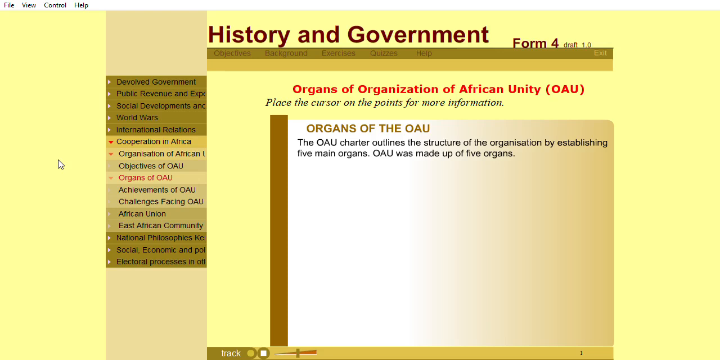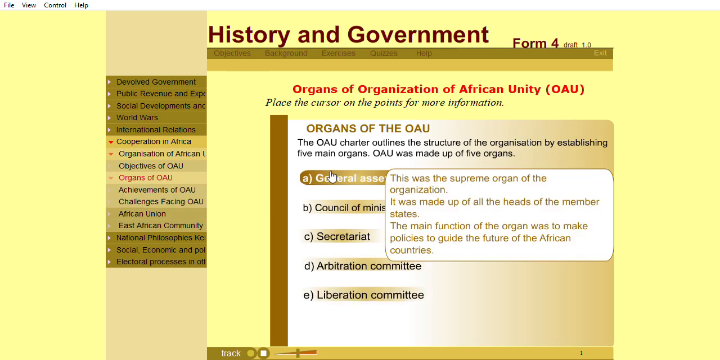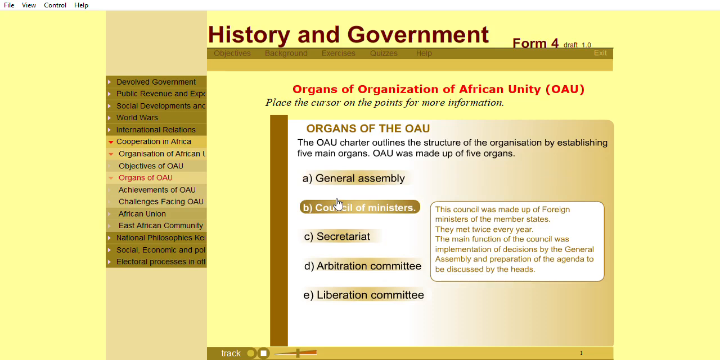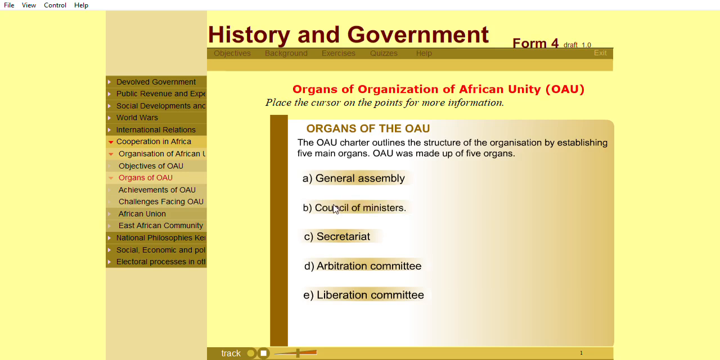OAU was made up of 5 organs. The General Assembly. This was the supreme organ of the organization. It was made up of all the heads of the member states. The main function of the organ was to make policies to guide the future of the African countries. Council of Ministers. This council was made up of foreign ministers of the member states. They met twice every year. The main function of the council was implementation of decisions by the General Assembly.